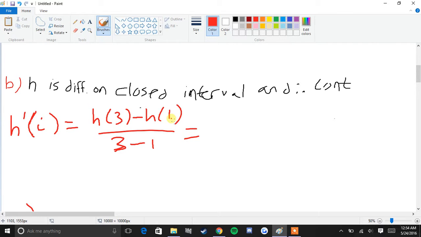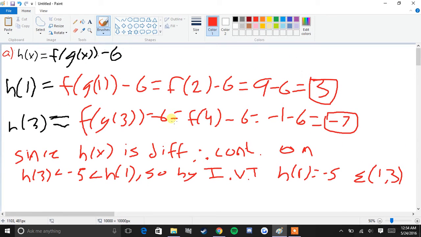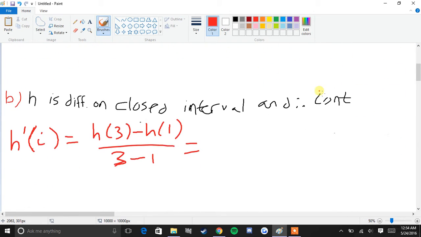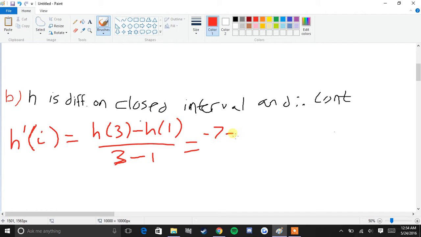We already solved for h of 3 and h of 1 in part A of the question. H of 3 was -7, h of 1 was 3. So -7 minus 3 over 2, that's -10 over 2, and that equals -5.